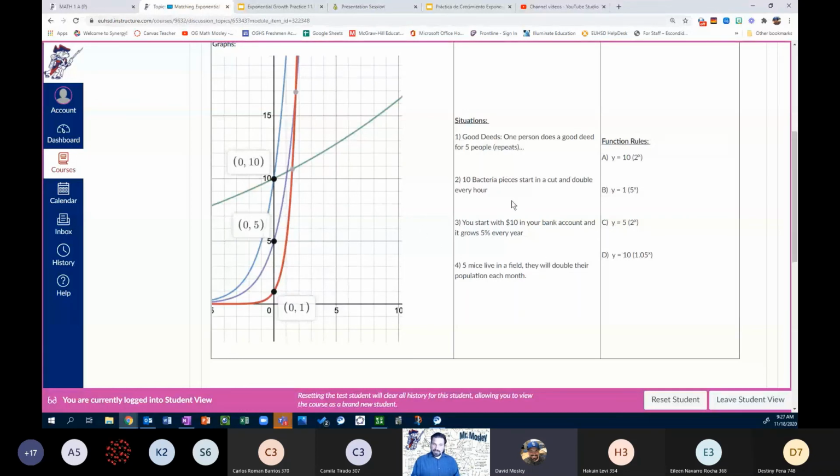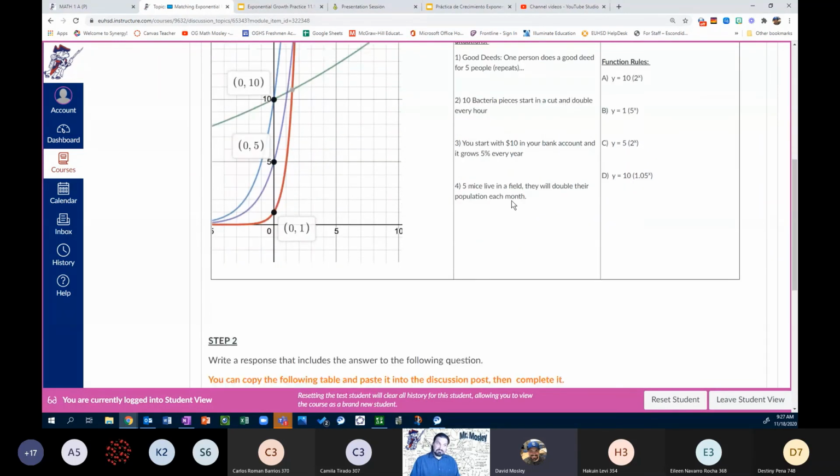So you're going to have to read carefully. Make sure you get the correct starting value with the correct multiplier. Use process of elimination if you're not entirely sure which one goes with what. Get the ones you can and then guess on the rest. Right?